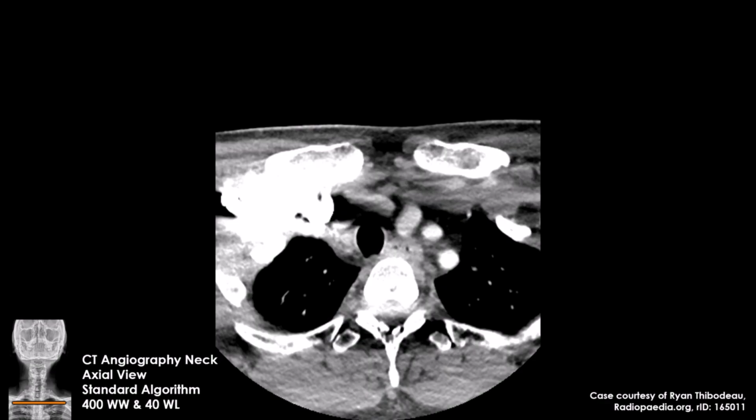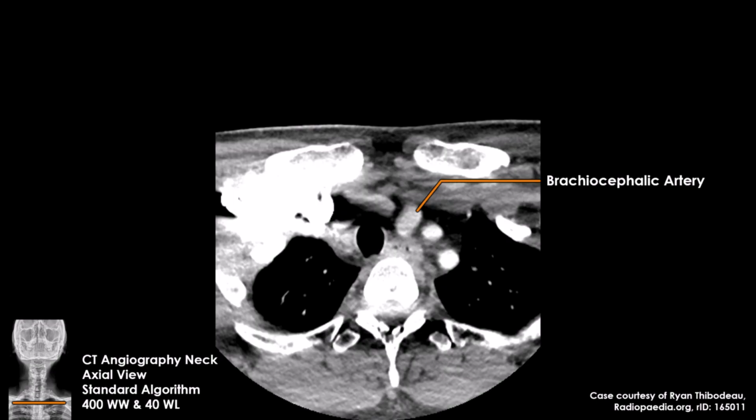Now we can see the three branches of the aortic arch. We typically name them from right to left in the direction of blood flow. The first branch is the brachiocephalic artery. Above this level, the brachiocephalic artery immediately branches into the right subclavian artery to supply the right arm and the right common carotid artery to supply the right side of the head.